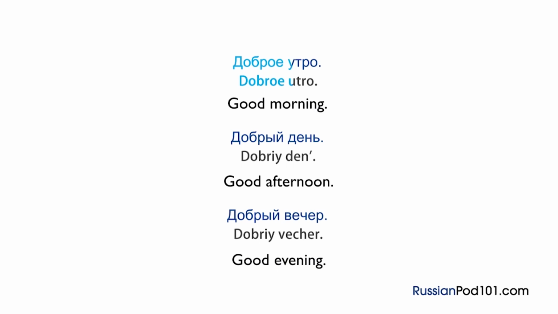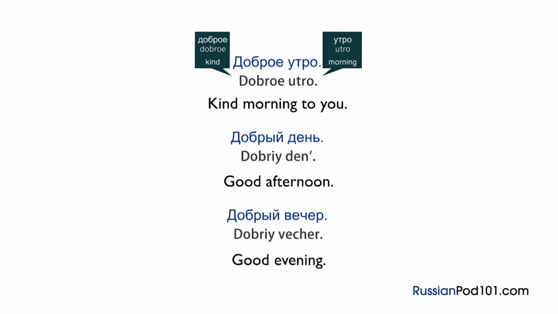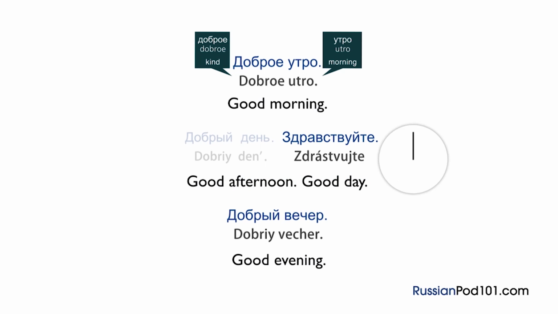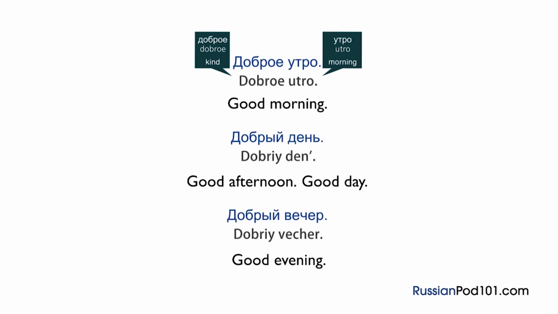The word добрый means kind. Russians don't say good morning, they say kind morning. The word утро means morning. So literally this phrase means kind morning to you. Very sweet. Добрый день can either mean good afternoon or good day. Since the word здравствуйте can be used at any time of the day, we will hear it more than добрый день, but it's still a phrase you should learn.